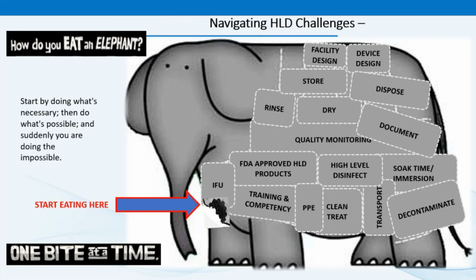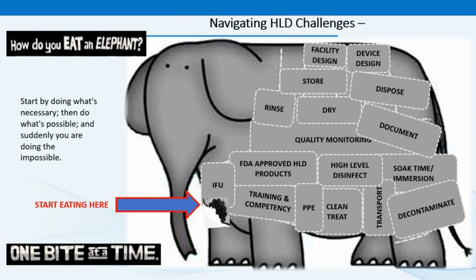Document. This is where you give yourself credit for all of that hard work you've done. Document device information, the type, its unique identifier, and the serial number. Disinfectant information, the type, the concentration, the expiration date, and the lot number of the disinfectant. Your process information, the date and time of the HLD, the exposure time, and the temperature. Quality control, all the results of any quality monitoring you've done.